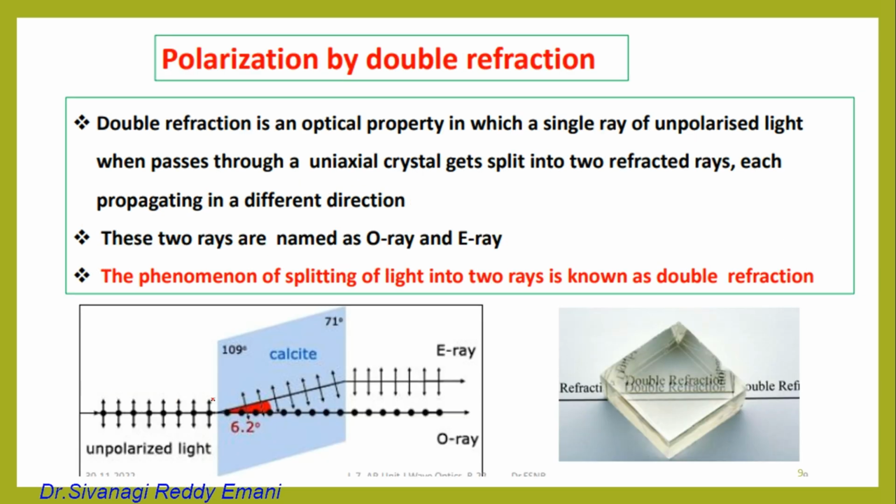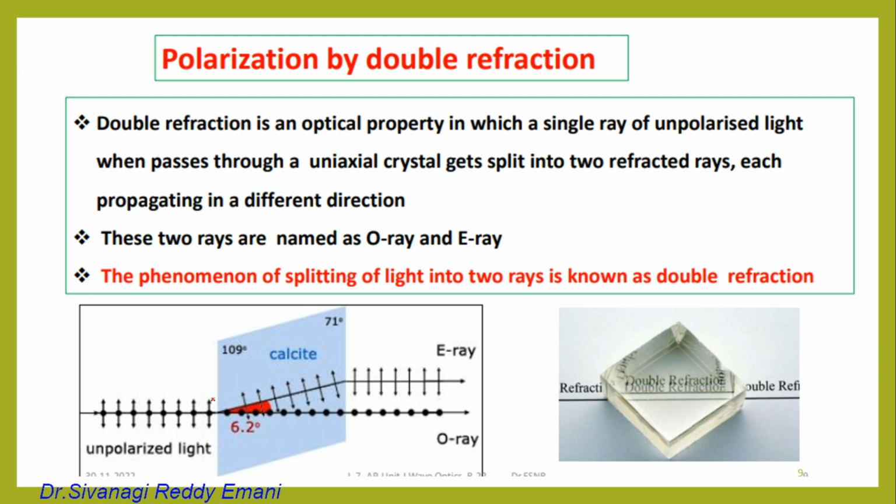Then we have another method, polarization by double refraction. What is double refraction? It is an optical property of crystals, basically single crystals. Whenever a light ray passes through it, it splits into two refracted rays that each propagate in different directions. These two rays are named the ordinary ray and the extraordinary ray, known as the O ray and the E ray. This phenomenon of splitting of light into two rays is known as double refraction.